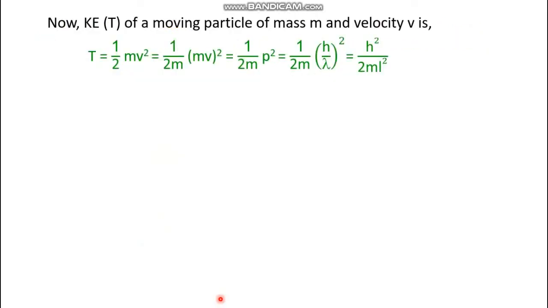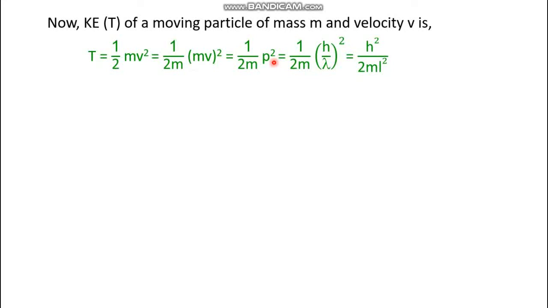Okay. Now let us discuss another thing, which is the kinetic energy of a moving particle. The particle has mass m and velocity v. Kinetic energy here is denoted as capital letter T. And we know that the expression of kinetic energy is half mv². So T equals half mv². Half mv² can also be written as (mv)² divided by 2m. Then mv we know is nothing but momentum p. If p is written as momentum, then it is p² by 2m. So it is 1/2m into p².